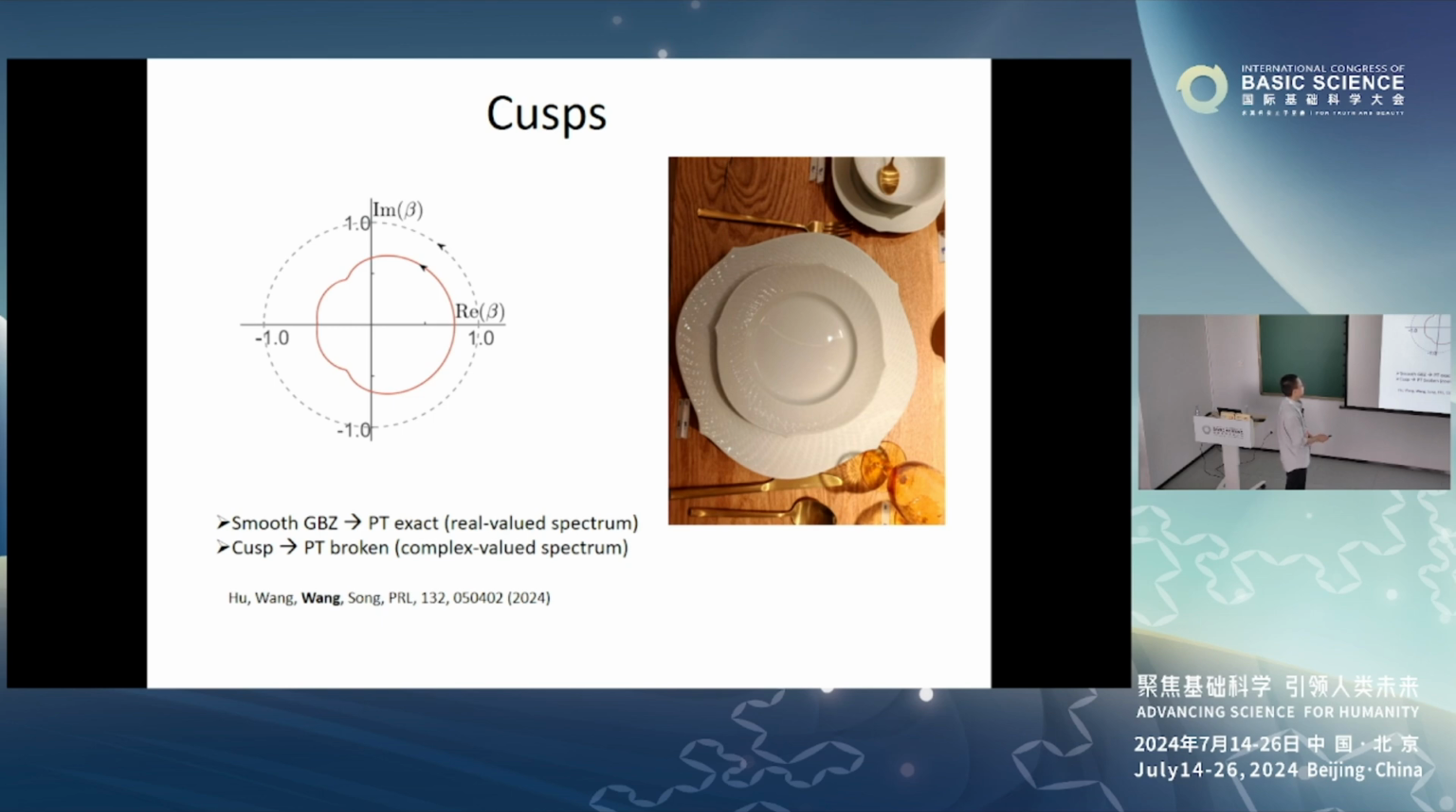In fact, for non-Hermitian Hamiltonian with the TT symmetry, we find that a smooth GBD without any cut corresponds to the TT exact space with real valued spectrum. But if the GBD has a cut anywhere in this curve, then it means that it is in the TT broken phase, which has complex valued spectrum. So the details are given in these recent papers, which I shall not explain all the details here.